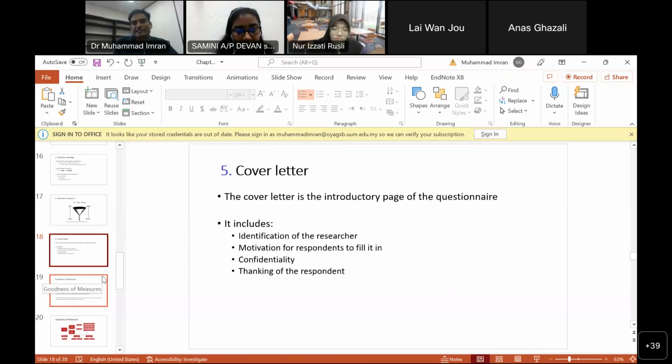Cover letter. Cover letter is the introductory page. You must use a cover letter before disseminating your questionnaire to the respondent. Understand? The cover letter is an introductory page, or maybe it includes identification of the researcher.